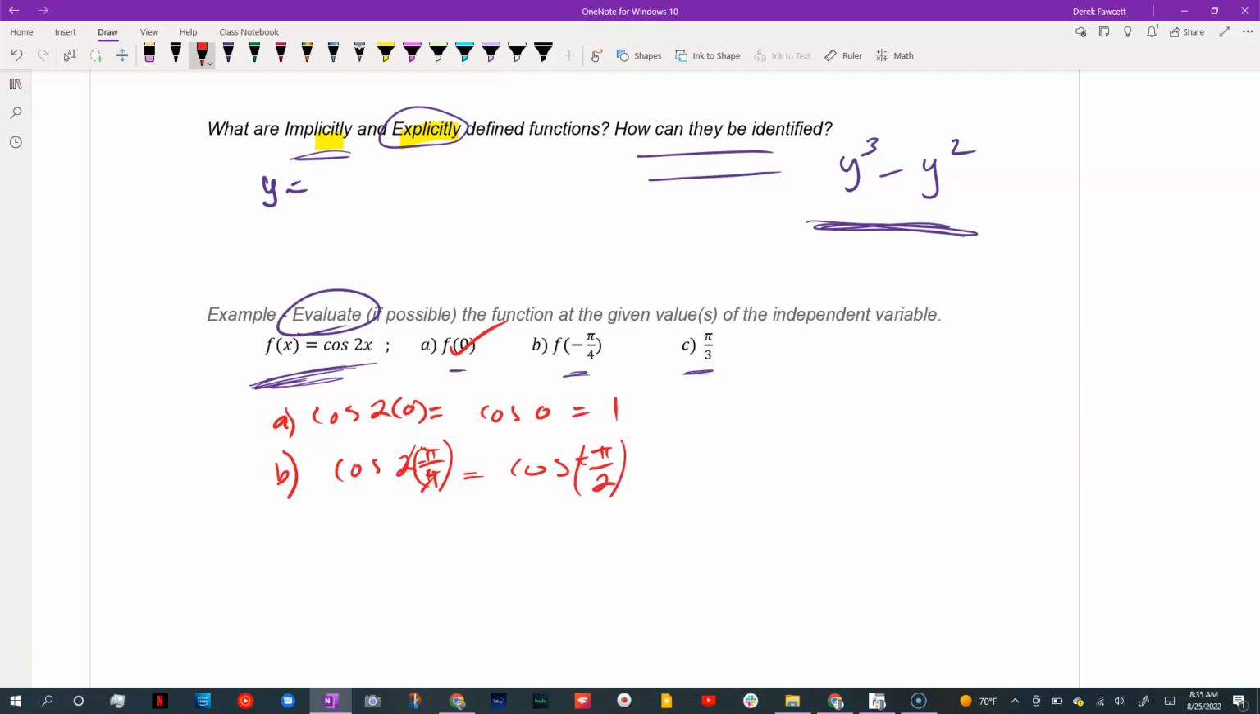There we go. And that is just 0. Again, look at your unit circle, or think of your unit circle to answer these. Don't plug them into a calculator.